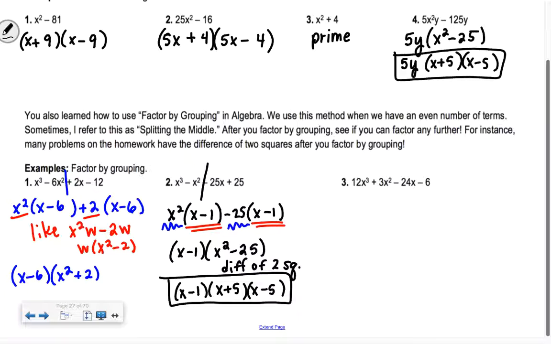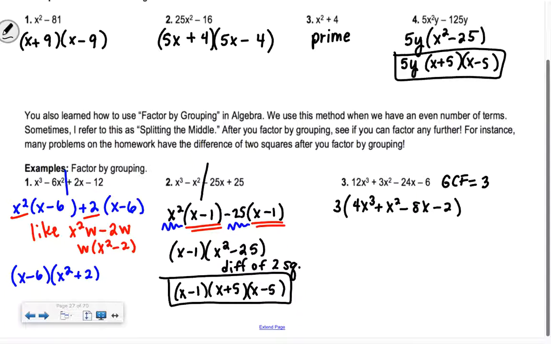All right, so always look for GCFs first. On number 3, we actually do have a GCF in common to all of them. So we could pull out just a 3 out to the front before we even begin. So our GCF is going to be 3. And then I'd have 4x cubed plus x squared minus 8x minus 2.